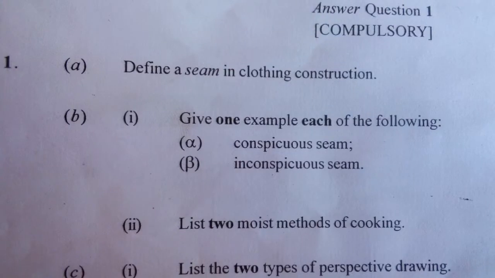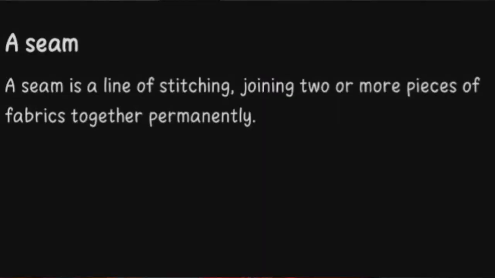Okay, let's start. 1A. Define a seam in clothing construction. A seam is a line of stitching joining 2 or more pieces of fabric together permanently.